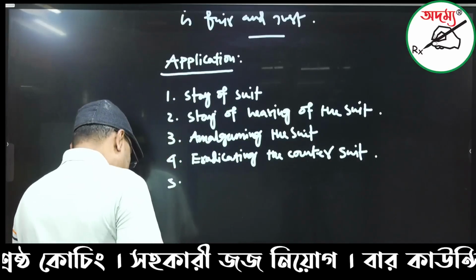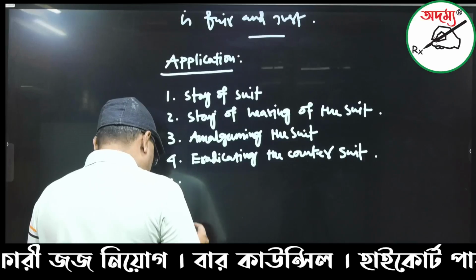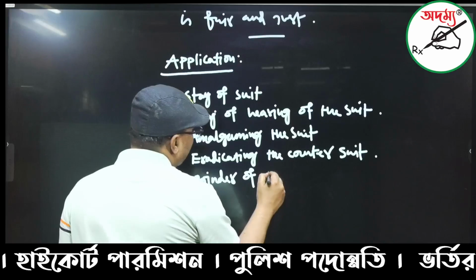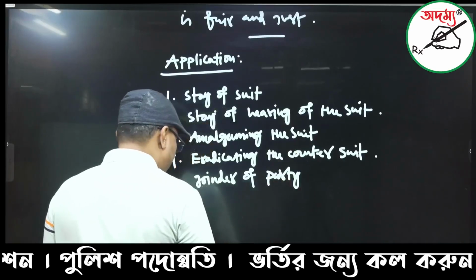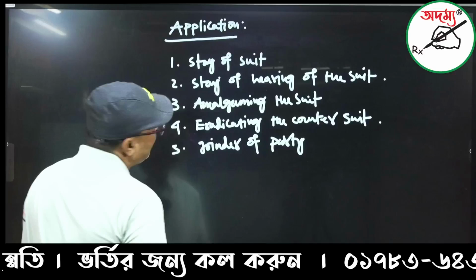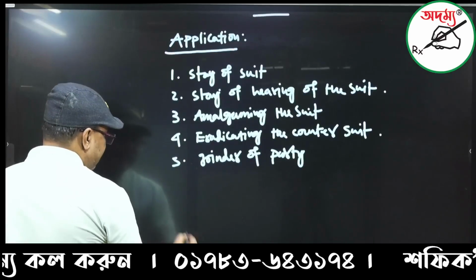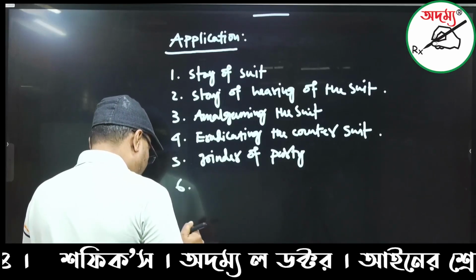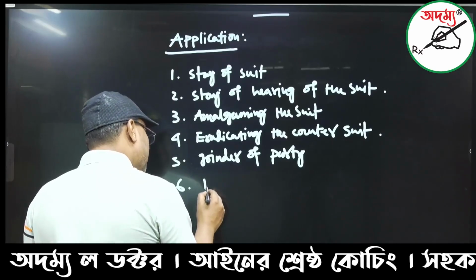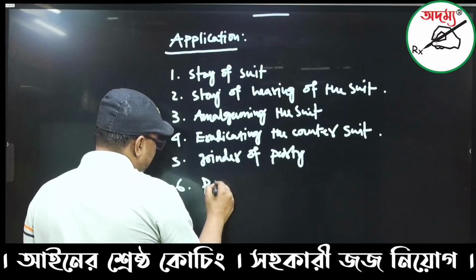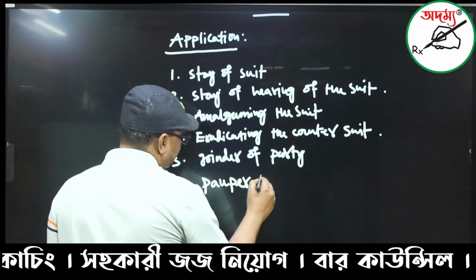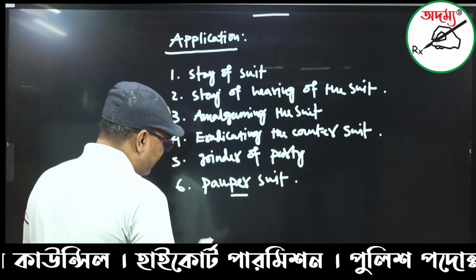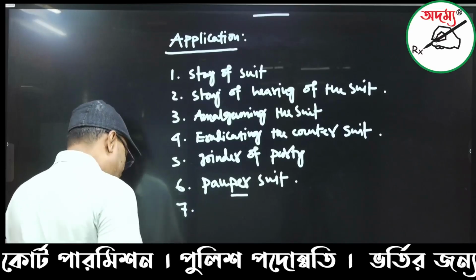And number five, this is the joinder of parties. For joinder of parties, there is the applicability of the inherent power. And number six, let's have a look here. Number six prescribes that there is the permission to the pauper to sue. This is the pauper suit, permission to permit the pauper in the suit. There is the applicability of the inherent power also.